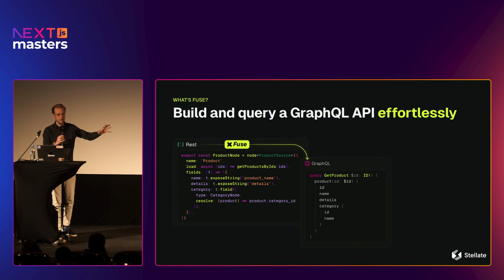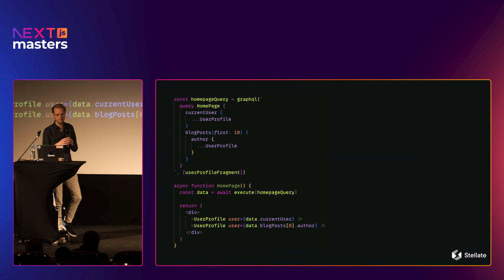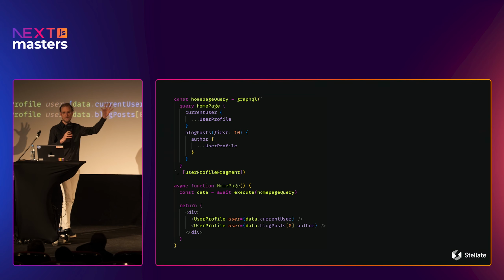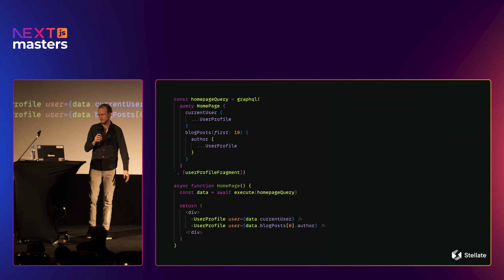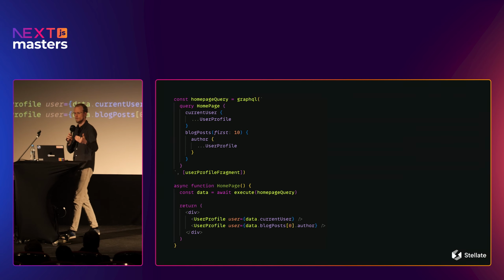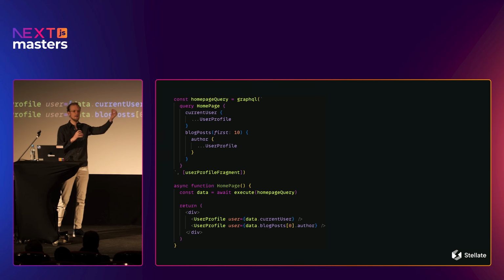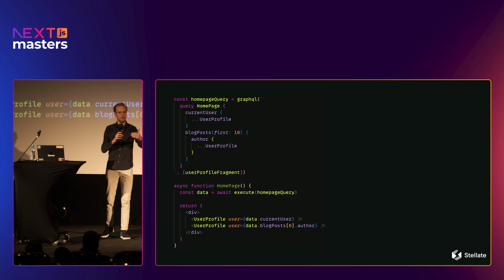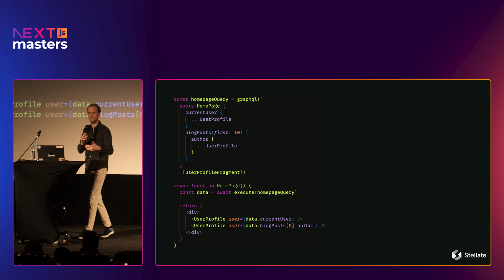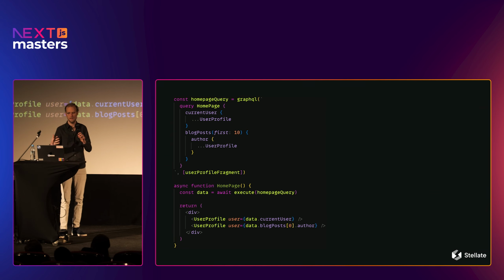Now, to go back to React Server Components, Fuse comes with React Server Component support built in. What that means is that when you define a GraphQL query, like in this case, the homepage query that fetches the current user and the first 10 blog posts in a list, you can then await execute that homepage query. And rather than, for example, useQuery, execute doesn't hit the network. It runs the actual GraphQL.js execution engine in the server-side rendering process to resolve the data as efficiently as possible without an extra network request. It just goes in the process, resolves the data, and returns it.